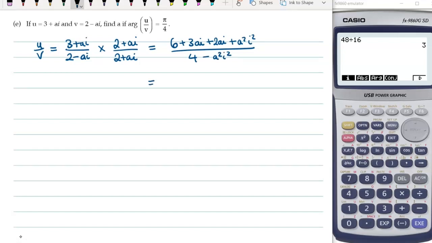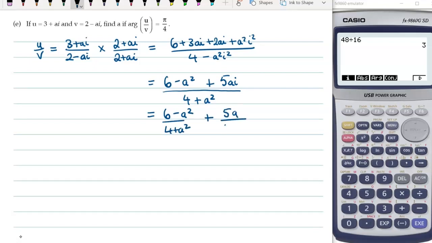Okay, so the i squared turns into minus 1, so we have 6 minus a squared as the real part, plus 5ai, all over, again on the bottom the i squared becomes minus 1, so this is 4 plus a squared. Now the real part of that is (6 minus a squared) over (4 plus a squared), and the imaginary part of that is 5a over (4 plus a squared) i.